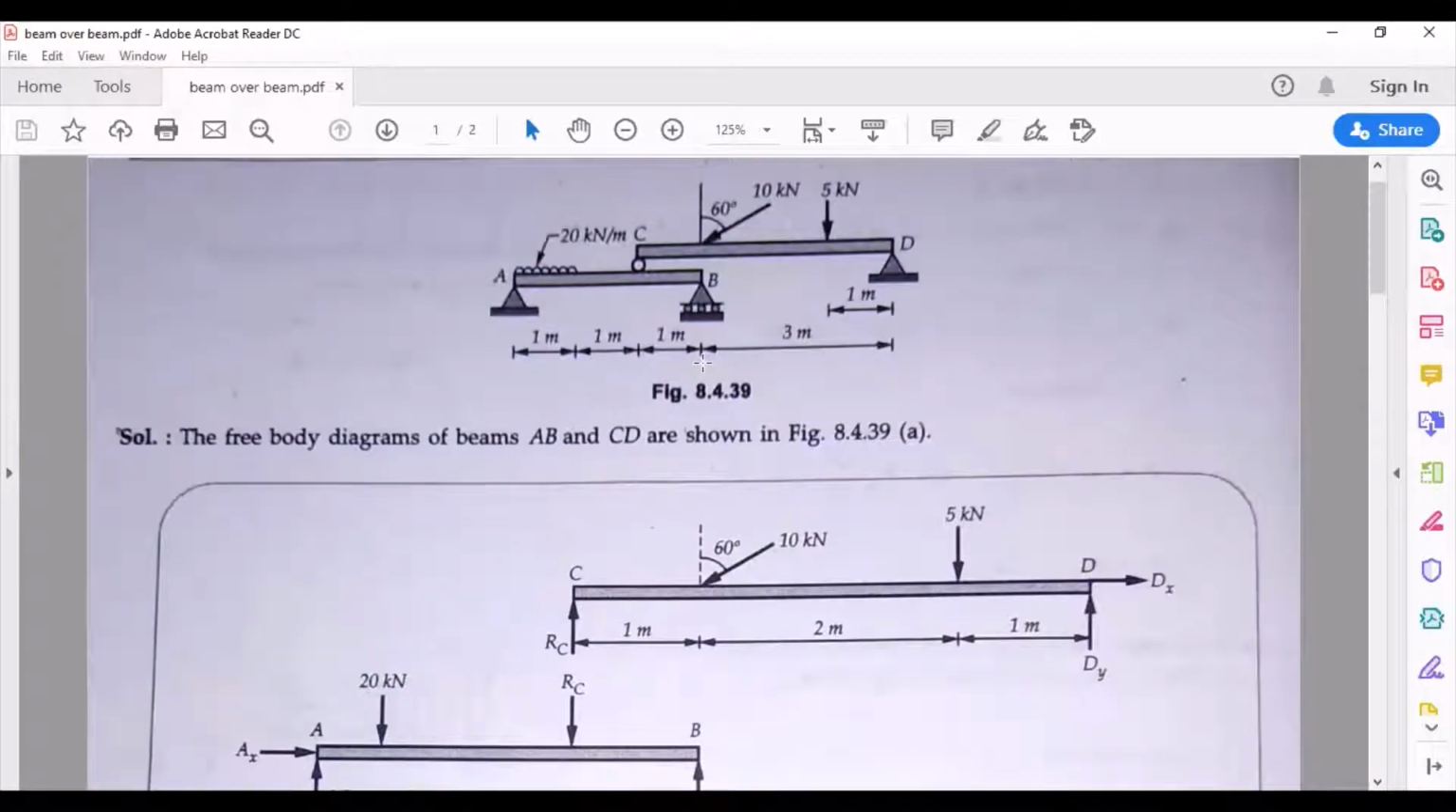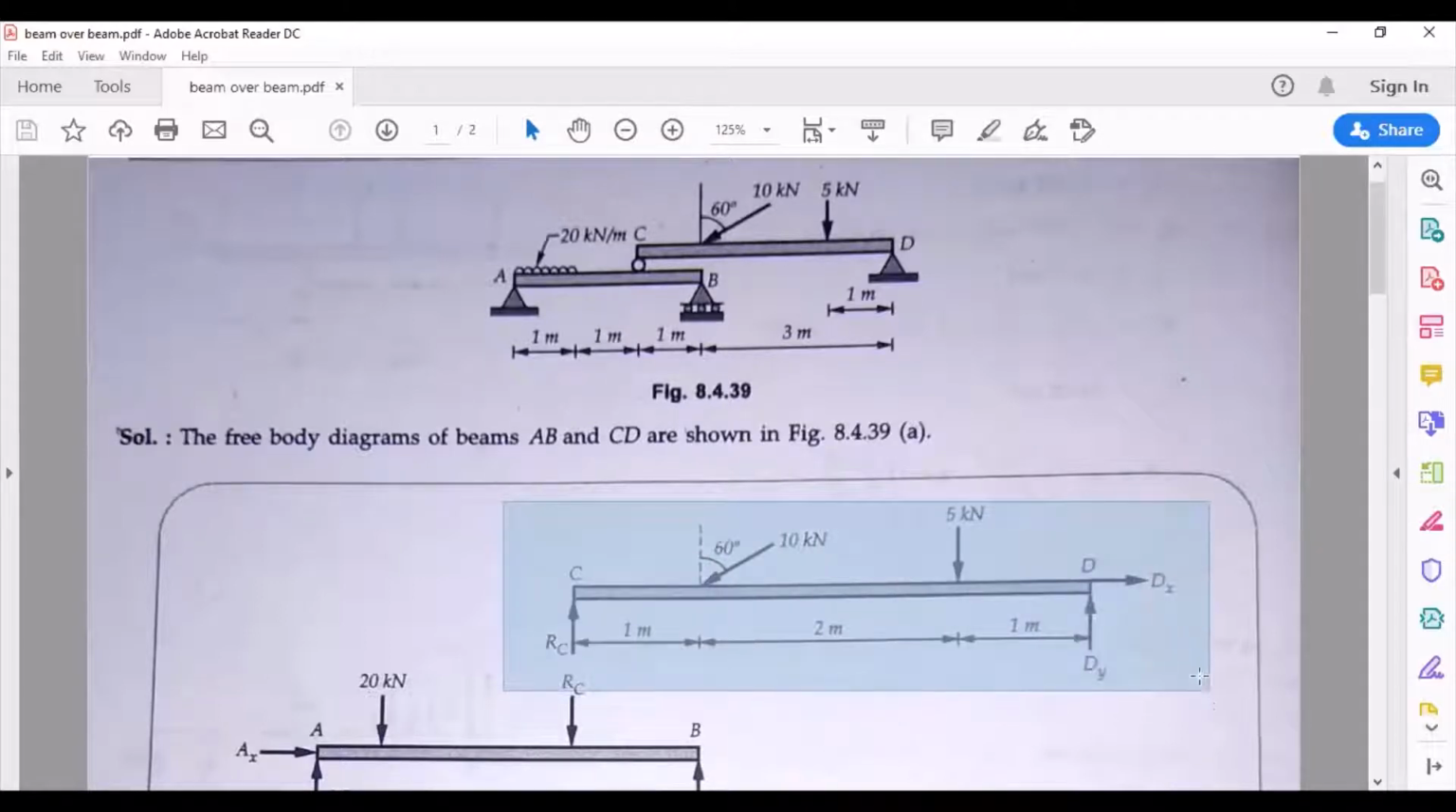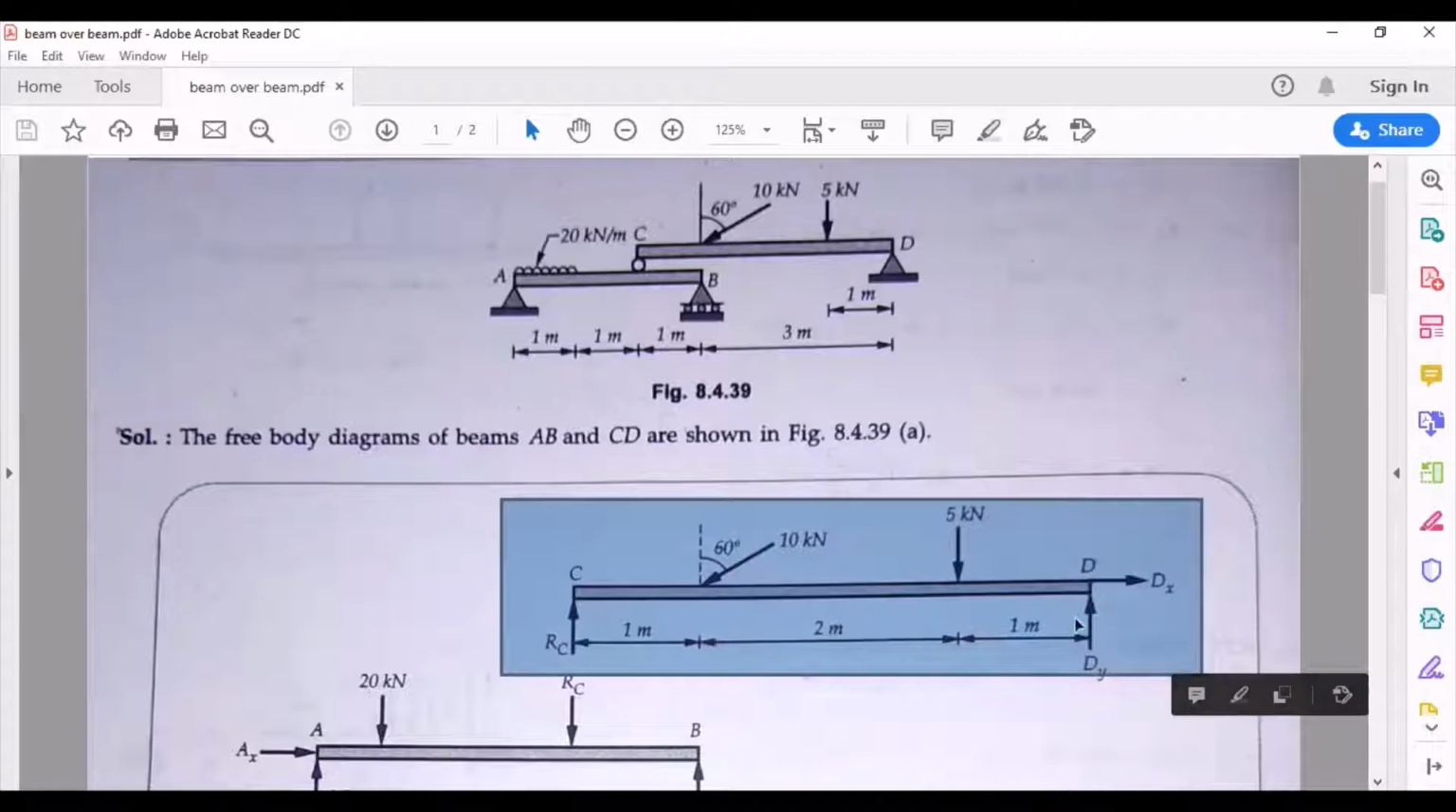Now, as usual, you're going to draw the free body diagram for both the beams and solve for each beam. Each beam is taken at a time and solved for reactions. Now let us draw the free body diagram for beam CD. So this is the free body diagram for beam CD. Just have a close look at it.